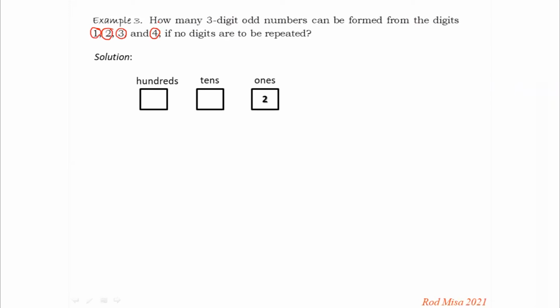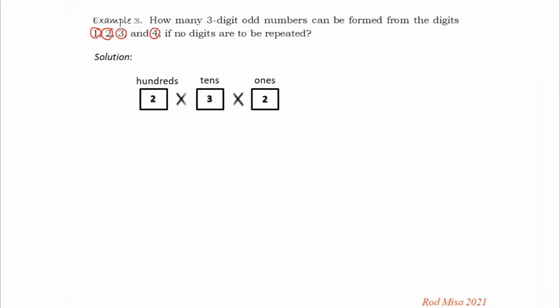But in the tens place, I am left with 3 choices. Why? Because one of the digits among the 4 numbers is being used in the ones place. So for example, if 1 is being placed in the ones place, then I cannot use 1 in the tens place. I am left with 2, 3, or 4 as the choices for the tens place. But in the hundreds place, I am left with 2 numbers because 2 of the 4 numbers are being used in the tens and the ones place.